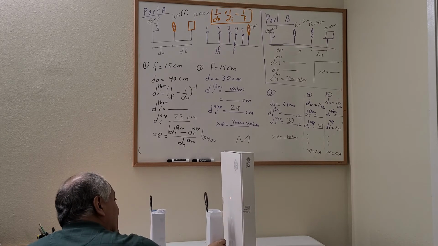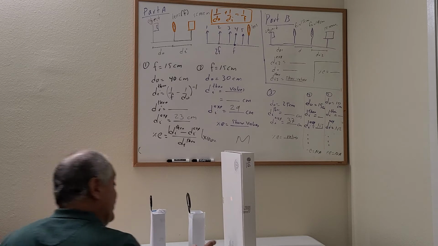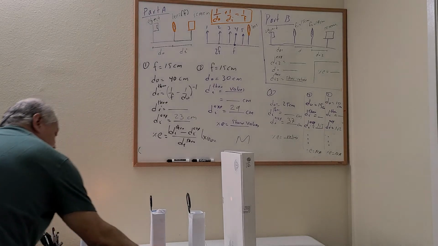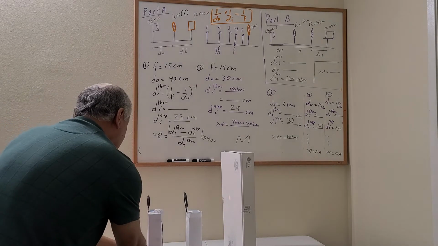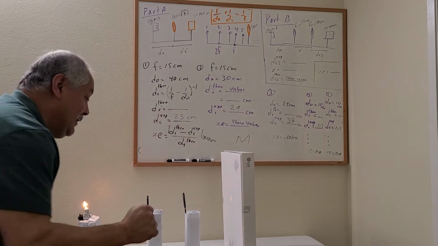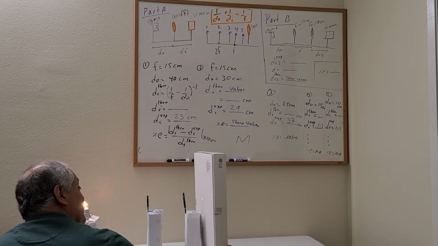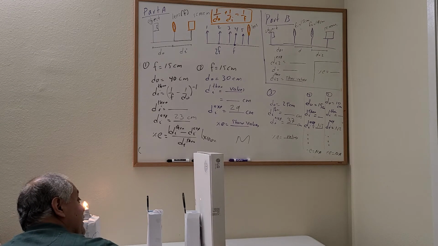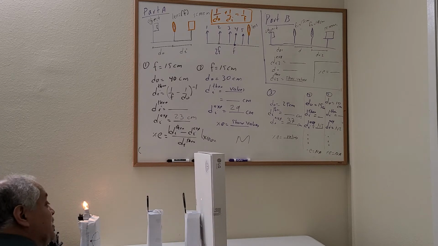One more time. Now let's approach these two. They're supposed to be aligned. Let me see if they're aligned, because if they're not aligned, of course, we cannot have the right image. Okay, imagine they're aligned. One more time, let's look for the image. It's too small. Let's try this one.